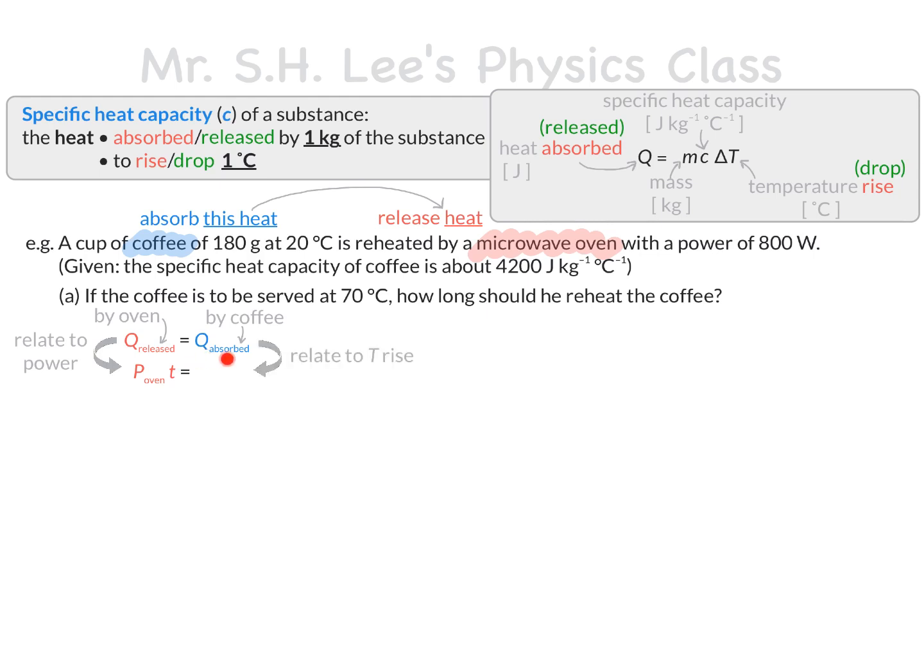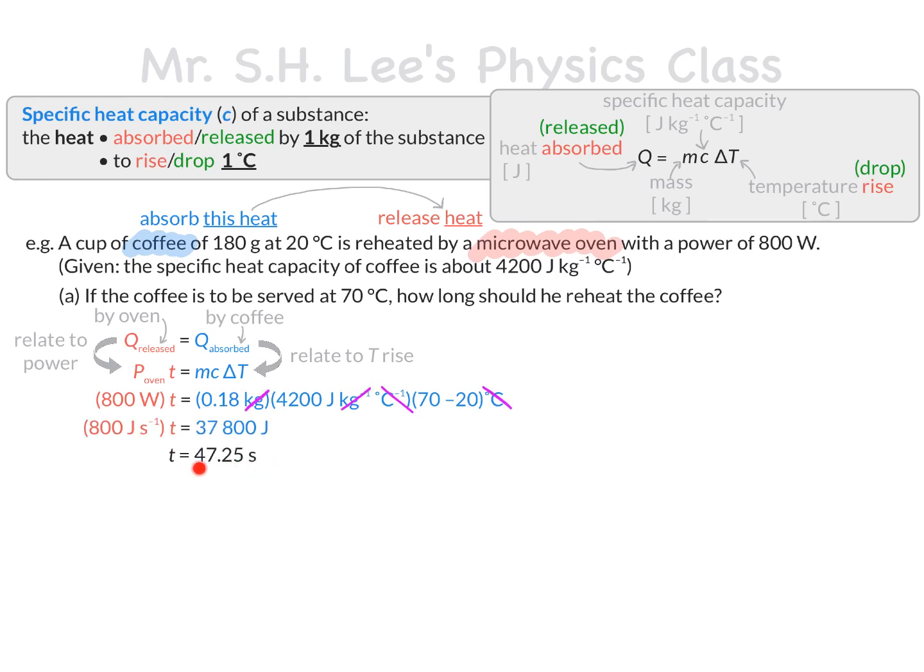And to relate the heat absorbed by the coffee to its corresponding temperature change, we use Q equals mc delta T. Then plugging in the appropriate values as shown, we have this. This change of temperature delta T comes from that it rises from 20 degrees Celsius to 70 degrees Celsius. Solving and manipulating the units correctly, we have t equals 47.25 seconds. So this is about how long I should heat my coffee.